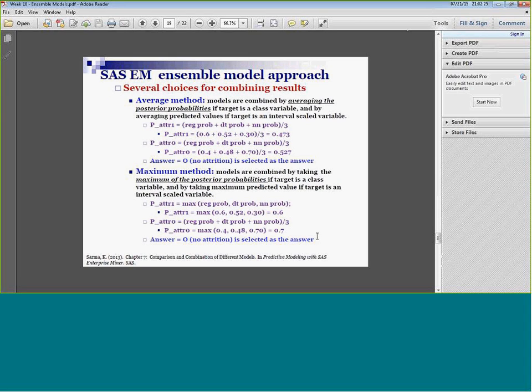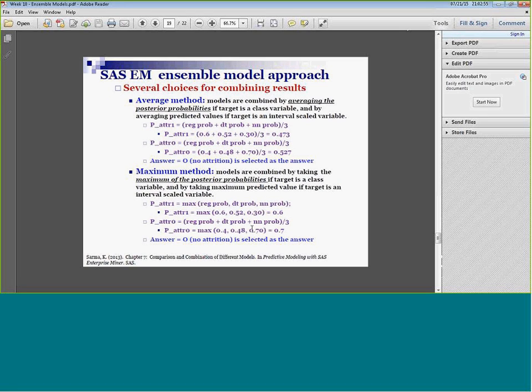Because it's clear that if you use the max for the attrition, the 1, it's 0.6, 0.52, 0.3, and the max of that is 0.6, just like I've shown right here. Below that, on page 408, it looks like he stopped and left out something. It says the probability of attrition 0 is 0.4, but then there's no 48 and no 70 listed. And so, clearly, if you put those 3 in, the 0.7 is the higher.